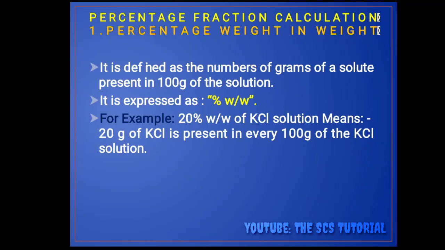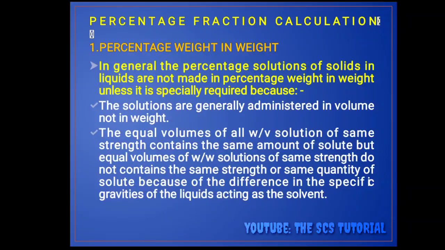Coming to the first mode of expression, percentage weight in weight, it is defined as the number of grams of solute present in 100 gram of the solution, and is expressed with the percentage W by W symbol. For example, 20% weight by weight KCl solution means that there is 20 gram of KCl present in every 100 gram of the potassium chloride solution.